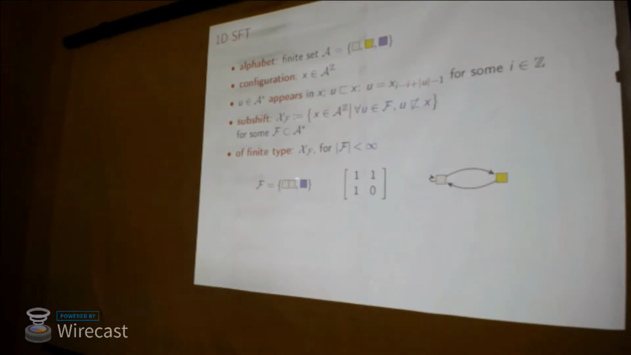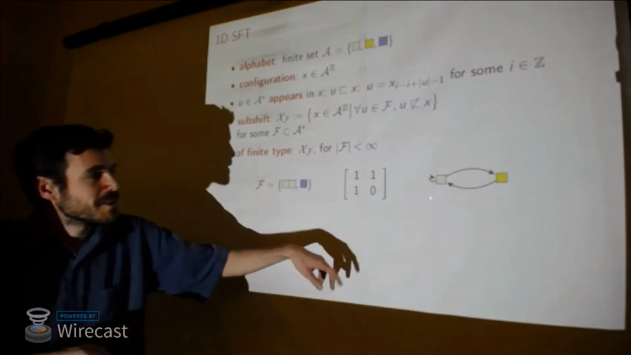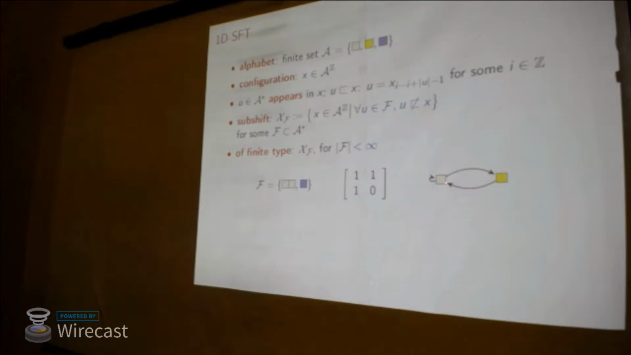So here is an example. The example I gave before, you forbid only two whites and maybe the blue if you want. And actually, this can be encoded as this graph. So when I see a white, sorry, it's the contrary, I got it wrong. You invert the white and the yellow. So when you see a yellow, you can see anything after this, either white or yellow. But when you see a white, you have to see a yellow after it. So the set of configurations in your subshift are exactly the set of bi-infinite paths in this finite graph.